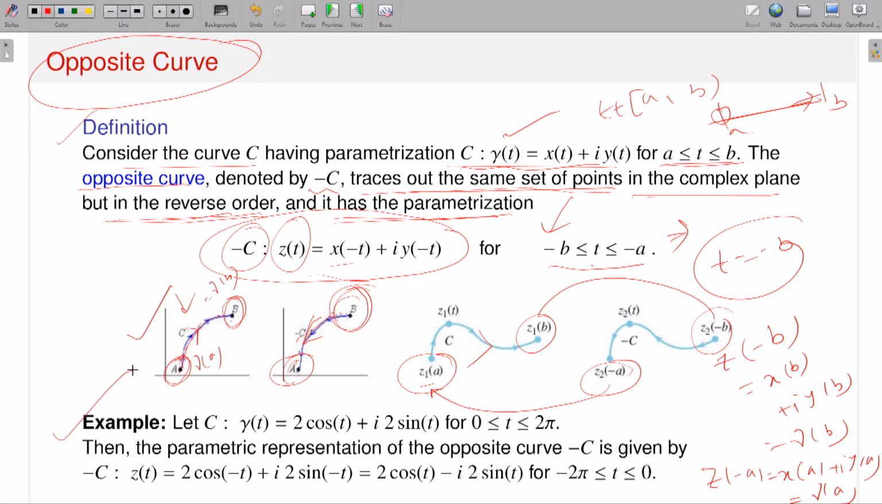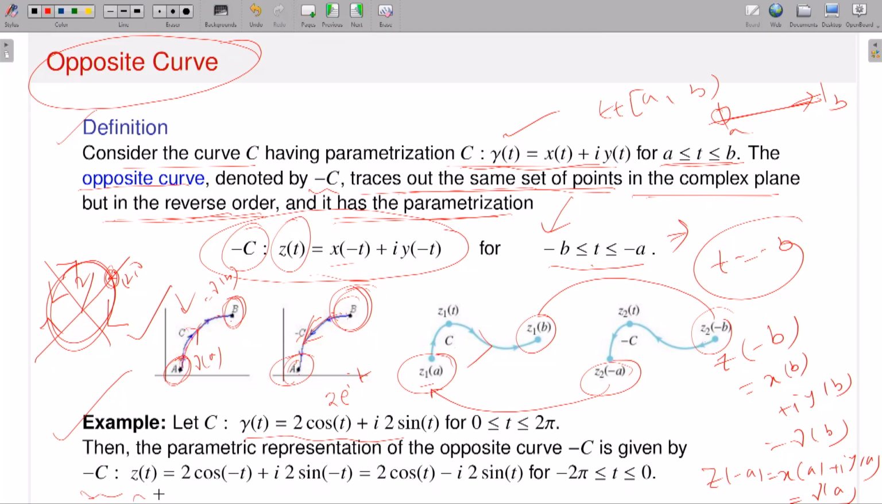One example I have given: suppose this is a circle, 2 times e to the power it. It's a circle of radius 2. If I draw a picture, this is the circle, this is my radius 2. If it starts from (2, 0) and moves in these directions, t from 0 to 2 pi, then it will end here. Then what is the parameterization of minus C? It will start from here, but this time it will go in the reverse direction. So you just use the parameterization.